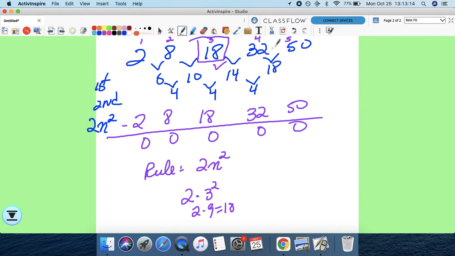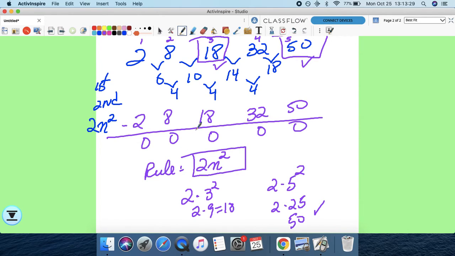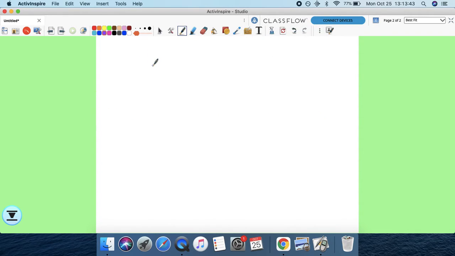Let's try 50. The fifth term, so when n equals 5, you should get 50. So 2 times 5 squared, 25, that's 50. Check as well. So this one is pretty easy. That's your rule, right? To find any term in this sequence, just plug in whatever term they're talking about, and you find its value. I think we have one more. Ah, you got the easy ones.